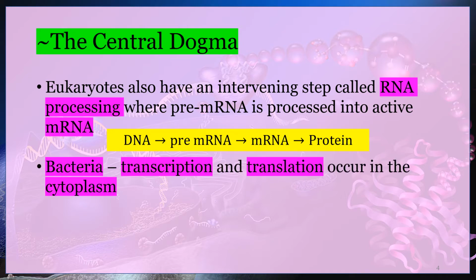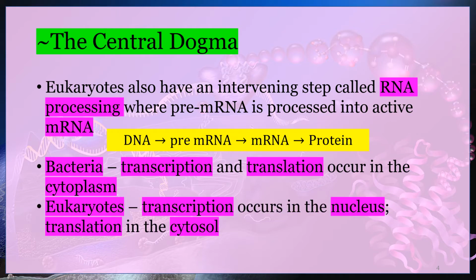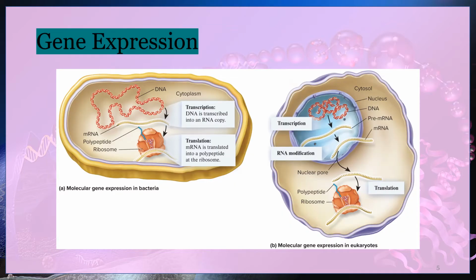In bacteria, both transcription and translation occur in the cytoplasm, whereas in eukaryotes, transcription occurs in the nucleus and translation occurs in the cytosol. This is just a diagram of the gene expression that we're going to be going over today and the difference between the prokaryote and eukaryote.